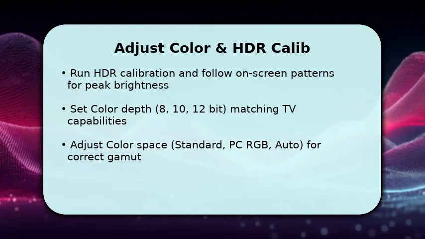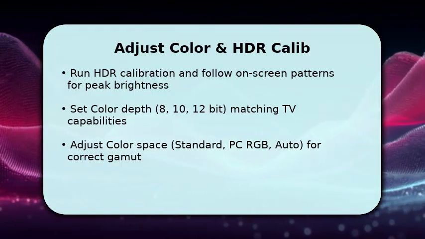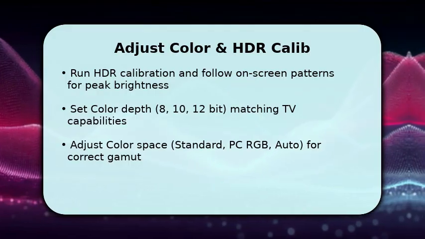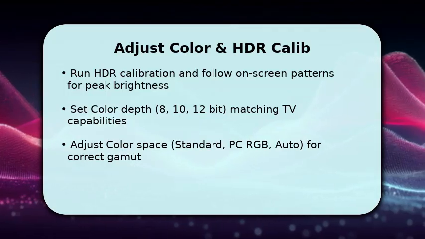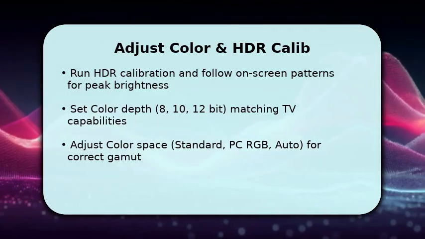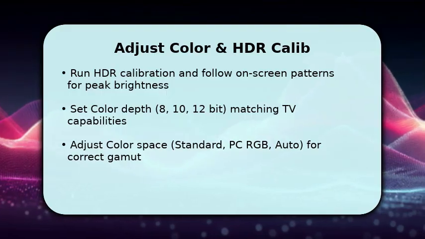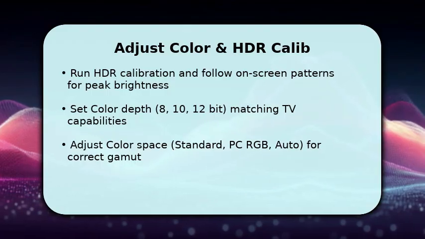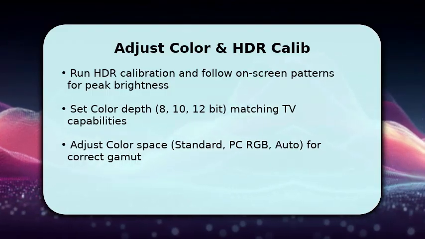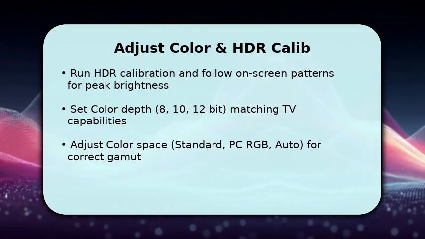Start the HDR calibration tool, follow the on-screen patterns slowly so you can see clipping or washed-out highlights. Next, set color depth to the highest bit depth your TV supports. 10 or 12-bit reduces banding. Then choose the color space. Auto is safe, but PC RGB or standard may correct oversaturated or clipped colors on some displays.